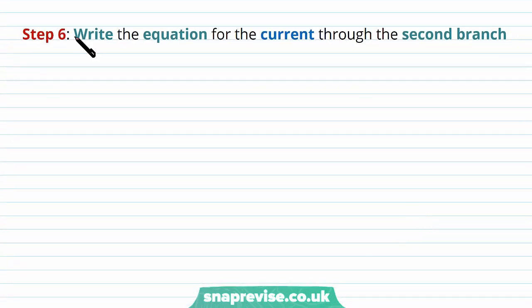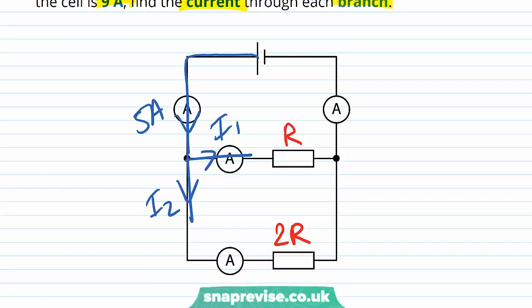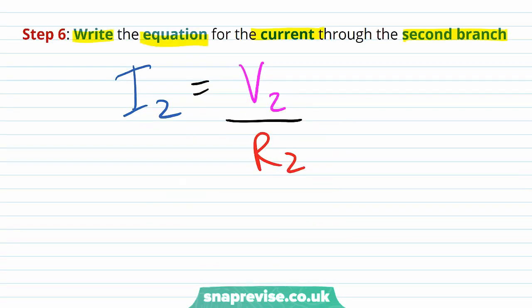Our next step is to write the equation for the current through the second branch. We've called this I2, and this is equal to V2 divided by R2, so the resistance of that second resistor. However, remember we said the resistance of the second resistor is double the resistance of the first resistor, which means we can rewrite this as V2 divided by 2R.